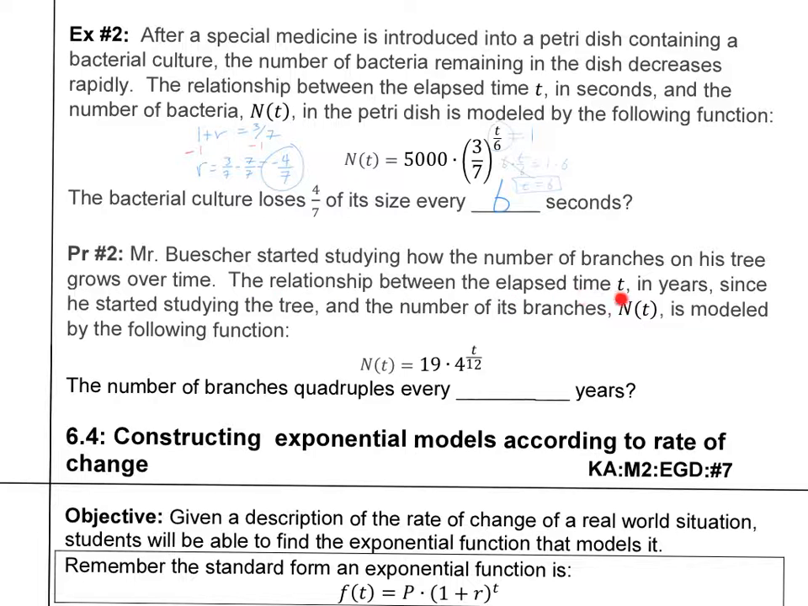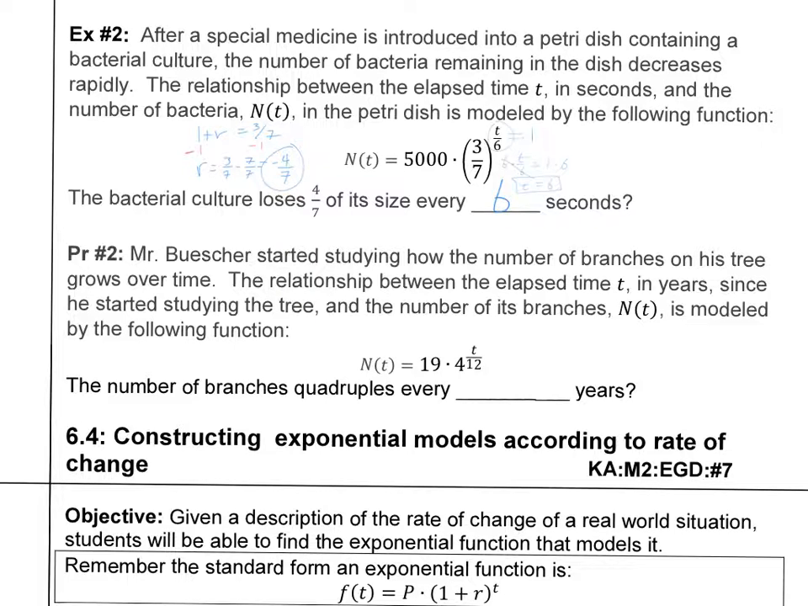The relationship between the elapsed time t in years since he started studying the tree and the number of its branches, n of t, so n of t represents the number of branches, and t represents the time in years, is modeled by the following function. So we can tell that it started with 19 branches, and then it says times by 4 to the t over 12. Okay, so the number of branches quadruples. Well, quadruples means multiply by 4, so that's where that 4 came in, every blank years. So I'm going to let you look at this and see if you could figure out how long it takes for it to quadruple. Go ahead, pause the video if you need to, and then check back when you're ready.